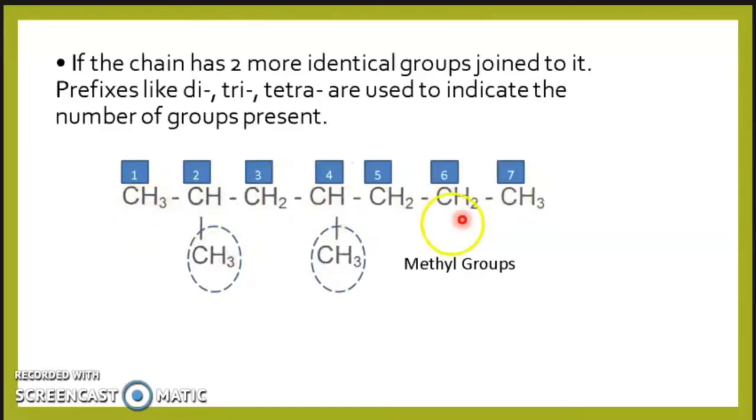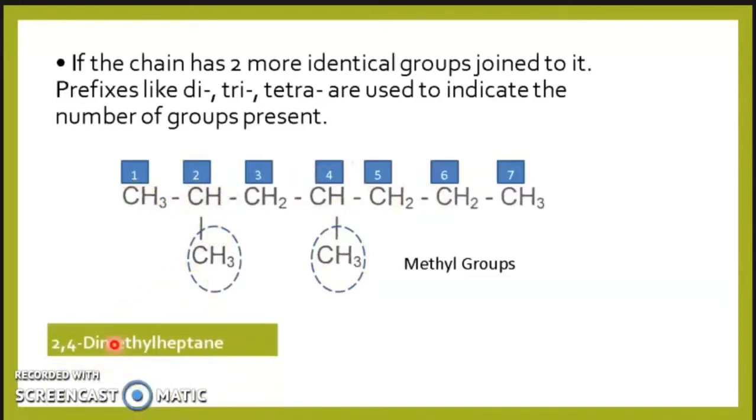Now, our longest continuous chain consists of 7 carbon atoms, so the name has to end in heptane. Now, because we have 2 methyl groups, we have to add the prefix di, as you can see here. So, dimethylheptane. And, of course, we have to show the location of each branch. Now, the first methyl group is connected to number 2, and the second one is connected to number 4. The numbers are separated by a comma.